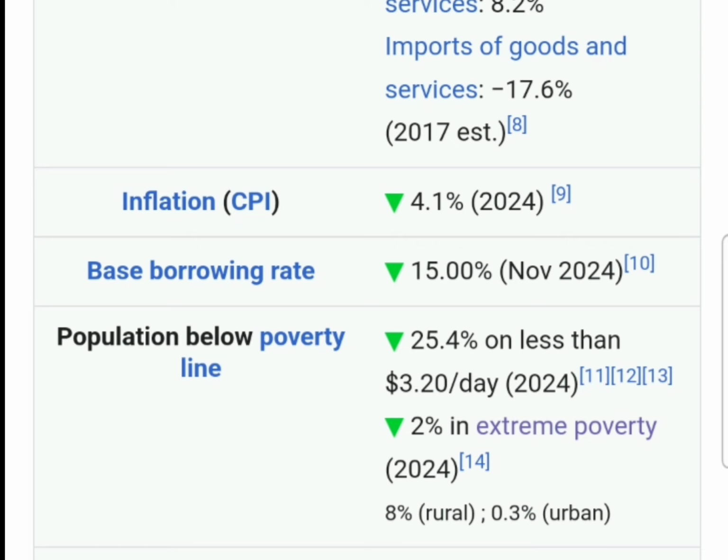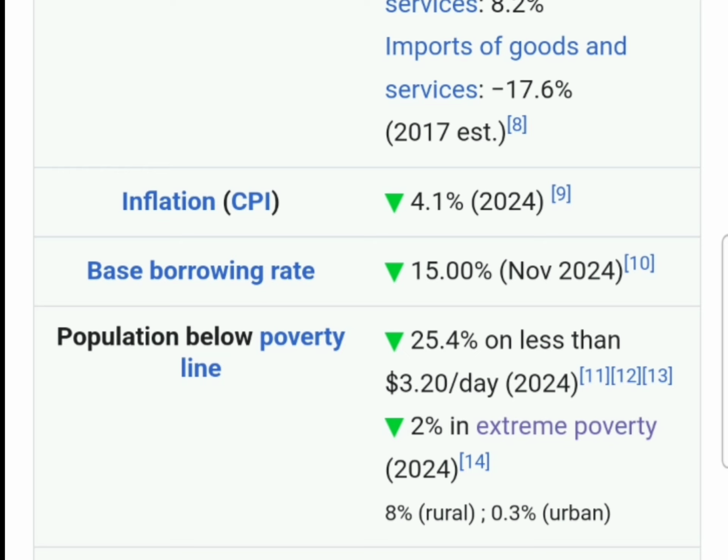Current inflation in Pakistan is 4.1%, which dropped from 38% during 2023. The base borrowing rate is 15%. The population below the poverty line is 25.4%, which is one of the highest figures. 25% of the population is below the poverty line in Pakistan. It means that out of every 4 persons, 1 person is below the poverty line.